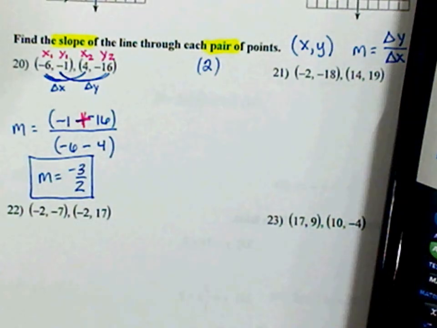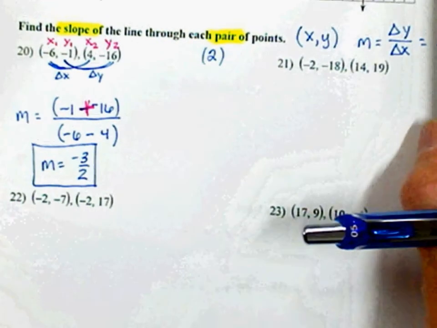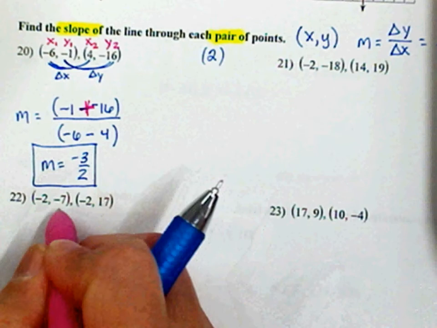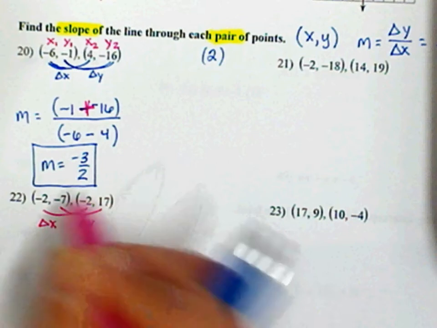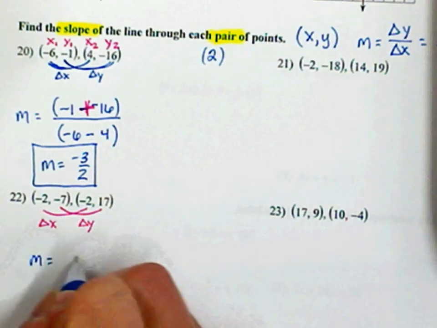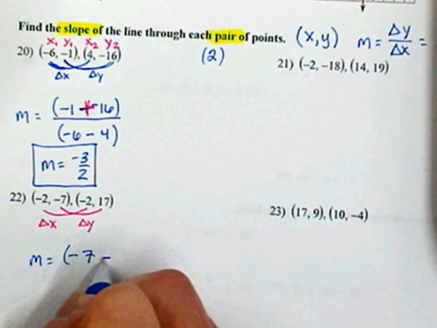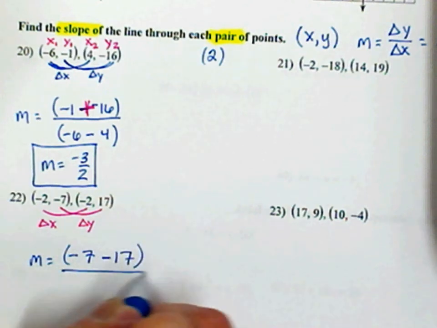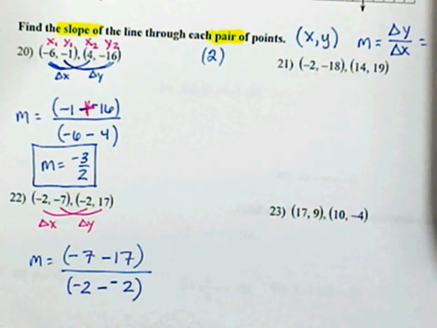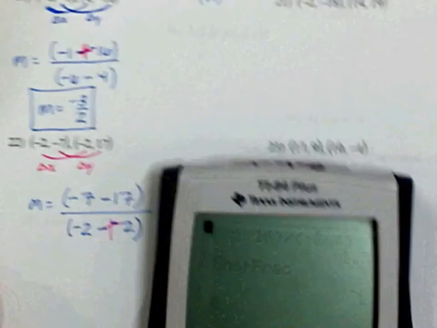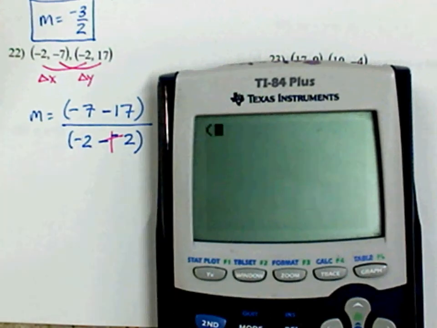Okay, let's look at number 22. Okay, same thing. Here we go. Here's your Y. Here's your X. Okay? So M equals -7 minus 17 divided by -2 minus -2. A negative and a negative becomes a positive. See that? Okay. Let's type that in. Let me move this up real quick. Parentheses, -7 minus 17 divided by parentheses, -2 plus 2.